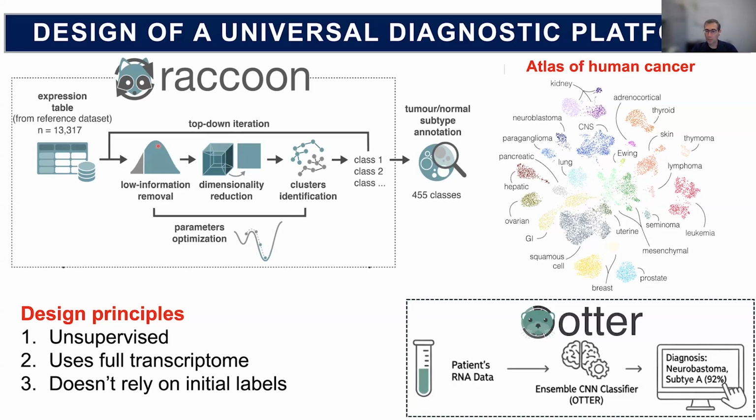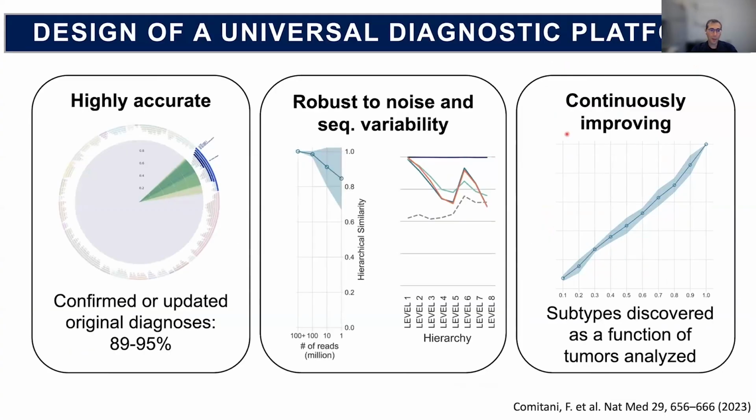And then we trained a set of neural networks that we called OTTER that allows you to take one patient's RNA and match it to the atlas and provide a probability that this tumor matches to a high level, say as a neuroblastoma, and then the subtype within that neuroblastoma, with a probability that allows you to decide whether to use this classification or not. And we found that it's extremely accurate in both confirming or updating the original diagnoses.